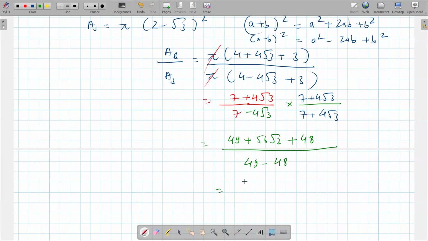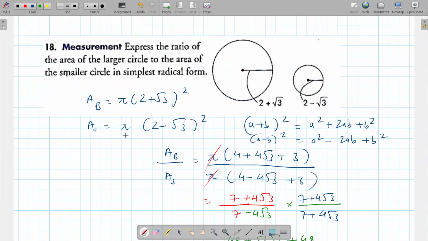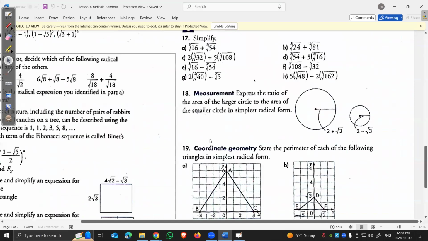So the final answer here is what? 97 plus 56 root 3 divided by 1, or divided by nothing, and we're done. So not that complicated of a question. You just have to know how to open square brackets, which, at almost grade 12 level, is not terribly difficult.